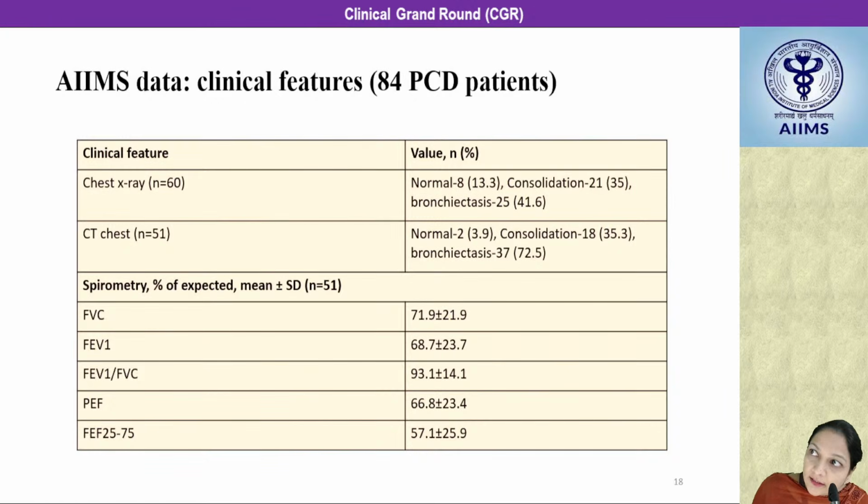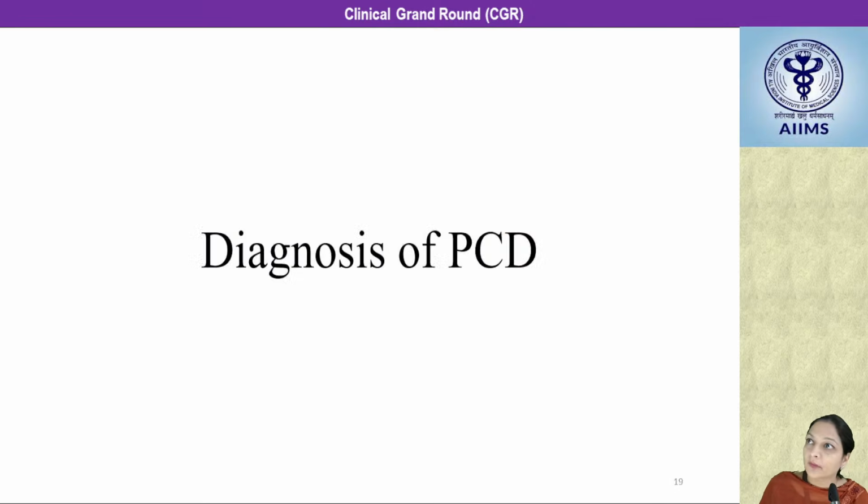So, as I said, X-ray chest is less sensitive. In our cohort, we found that 40% of the children had bronchiectasis on X-ray chest, whereas on CT chest, the bronchiectasis was found in 72% of the patients. The spirometry showed restrictive pattern in most of the patients who were able to perform it.